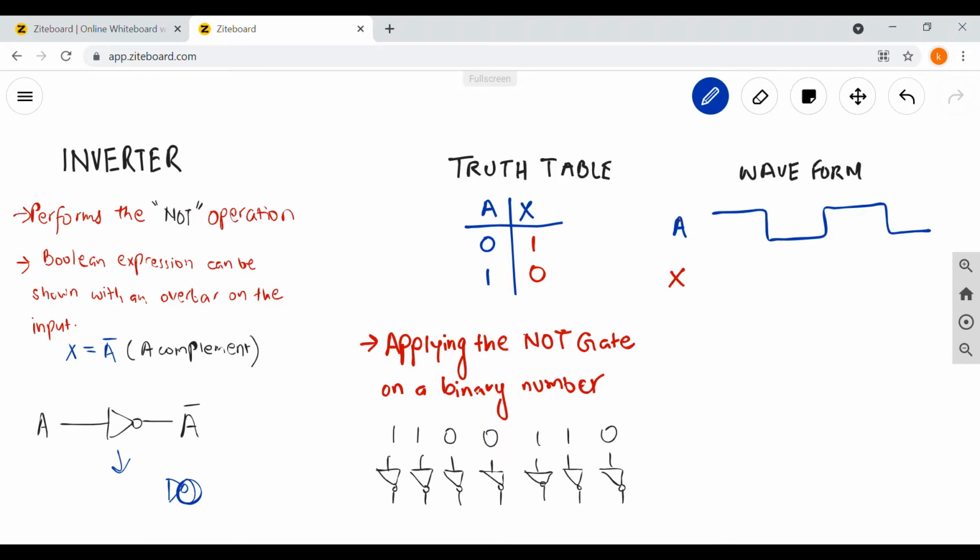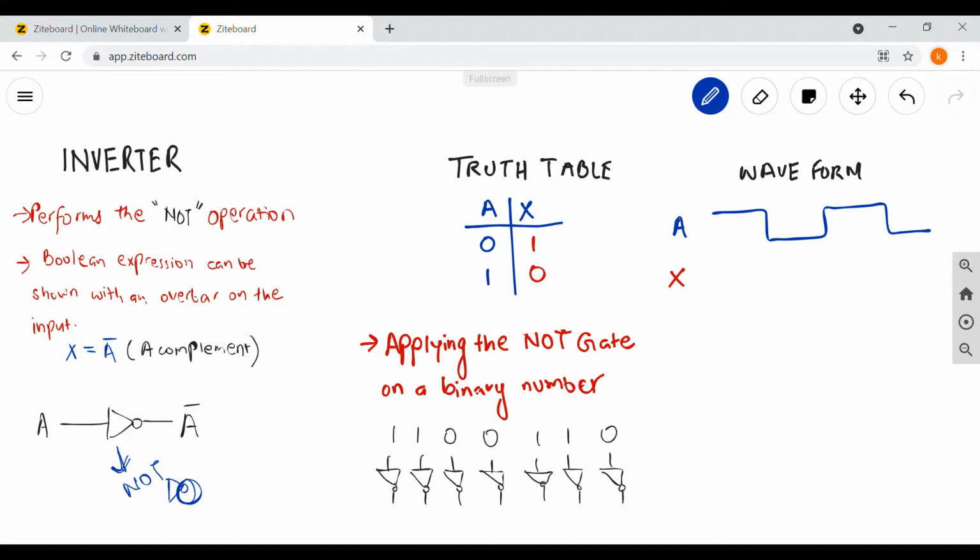Alright, guys. So the first logic gate that we're going to be talking about is the inverter. Basically, it performs the NOT operation, and the Boolean expression is shown with an overbar on the input. So you can get it as x equals a bar, which is also known as a complement. And this is basically the logic gate for the NOT. This is the NOT gate, and we can derive a truth table from this.